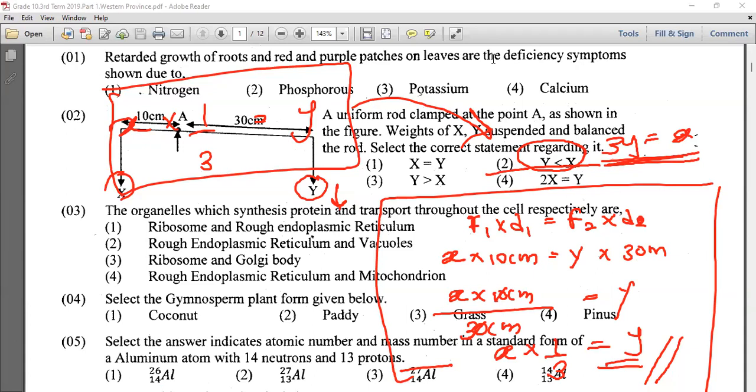Right, next one. All right, next one. Copy it down very quickly.